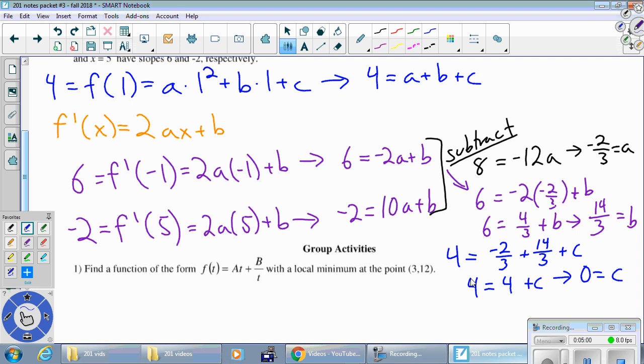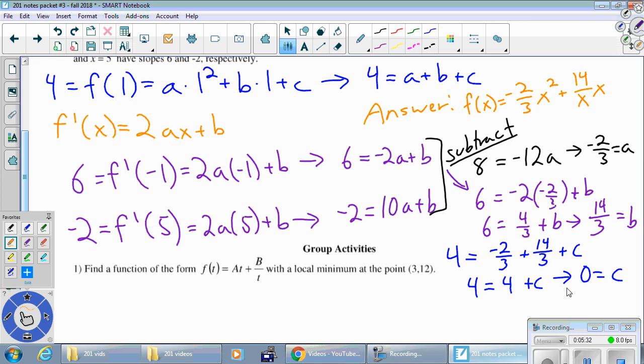Okay, so then the final answer is just going to be writing the equation out, but plugging in these specific a's, b's, and c's. So answer: f of x equals, remember it was ax squared, so negative 2/3 x squared plus 14/3 x plus c, but the c was 0, so plus nothing in this case.